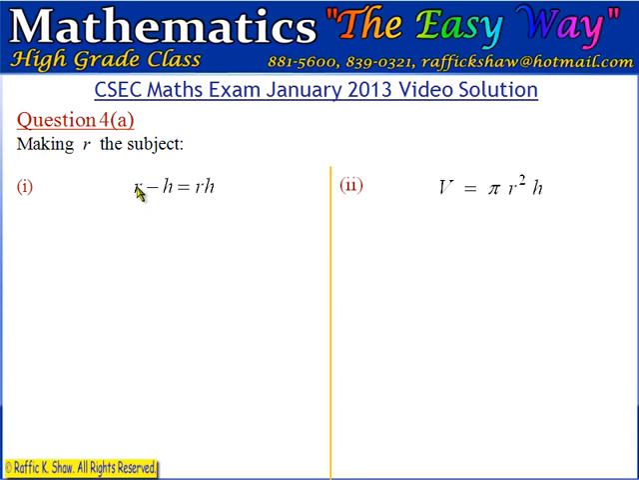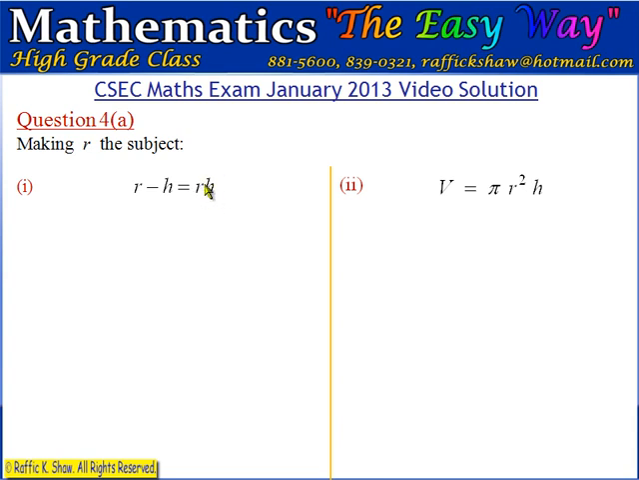So we see a term in R here and a term in R here. What we want to do is group the terms in R on one side of the equation so we can factorize the R and then divide so we can make R the subject. So we're going to rearrange this equation such that the terms in R will be on the left hand side and the other terms will be on the right hand side. So the terms in R are this term here and this term here.